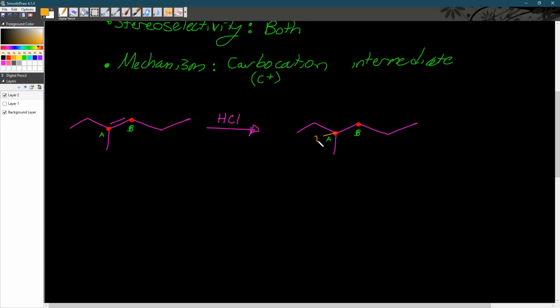It's going to go on the more substituted side. And where's the hydrogen going to go? It's going to go on the less substituted side. Now, I didn't draw in stereochemistry here. Why? Because it doesn't matter. So this could be on a wedge or a dash. Maybe I draw this to show that it could be either a wedge or a dash, but it doesn't matter. Generally, when the stereochemistry does not matter, we just leave them as straight lines.